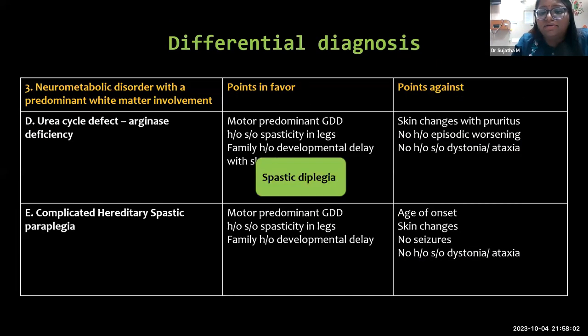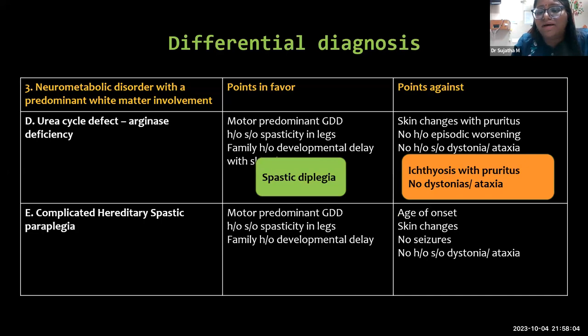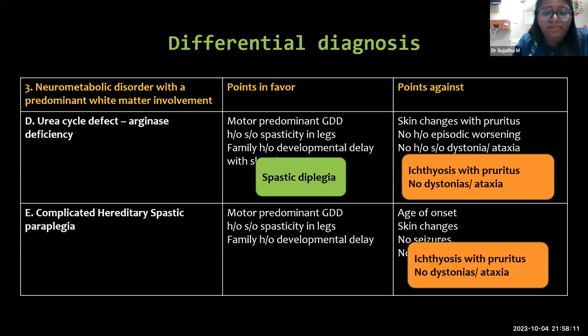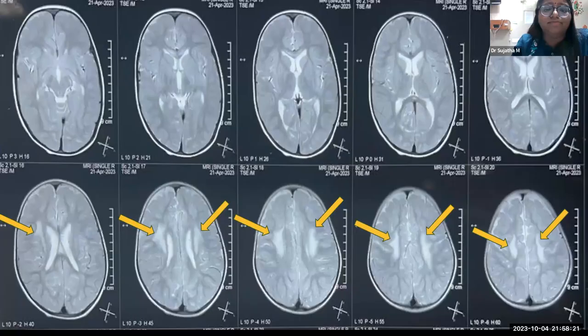And for a urea cycle defect, there was one thing in favor, which was spastic diplegia, and things like ichthyosis, and the absence of dystonias and ataxia go against. So for a complicated hereditary spastic paraplegia, the child has a spastic diplegia actually. It was not a pure paraplegia, and ichthyosis again doesn't explain. So we proceeded with an MRI.